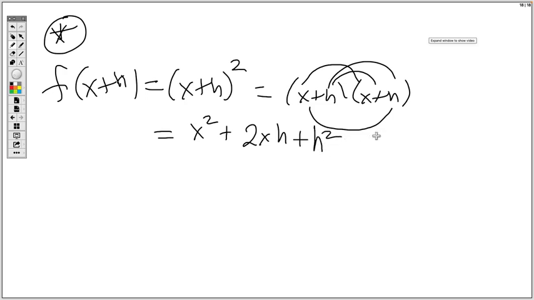Okay, so you make your smiley face, you call it FOIL. It's distributive property, but everything gets multiplied by everything else, and you add them all up. So this is the correct expression for f of x plus h.